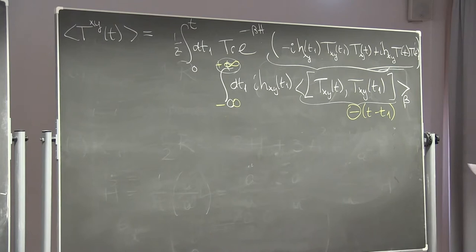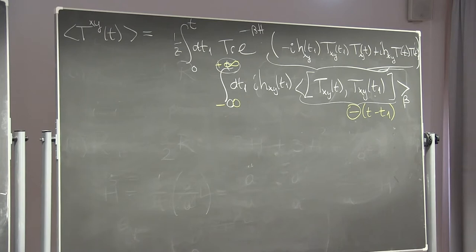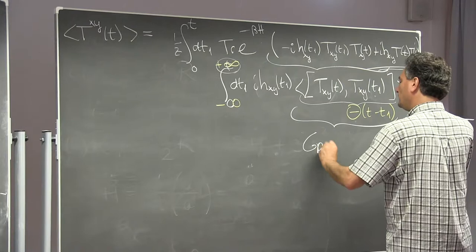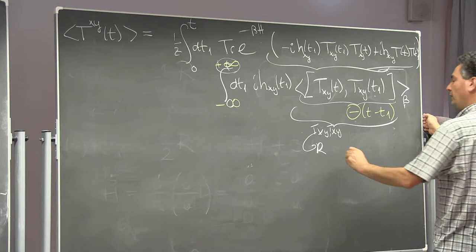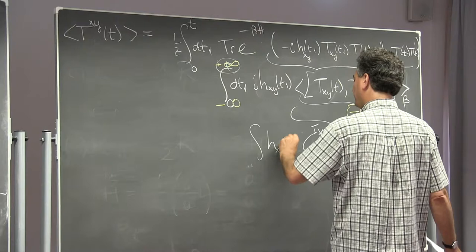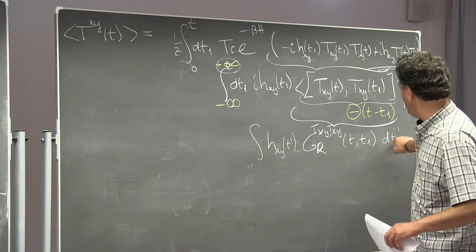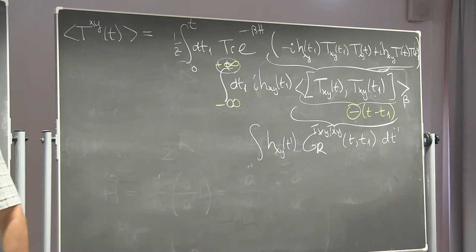So the thing that I actually care about is a commutator with a time ordering theta, or a time specifying theta. And this combination is known as the retarded function of those two t's as a function of t and t1. So the retarded function of t's, integrated over time times h, ought to be the same as this thing.